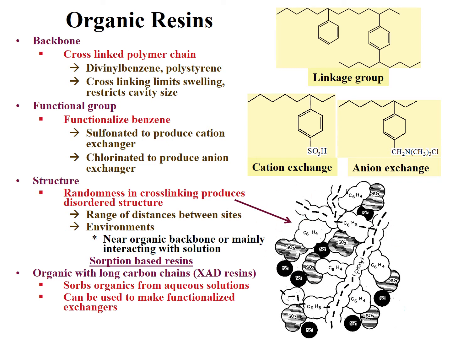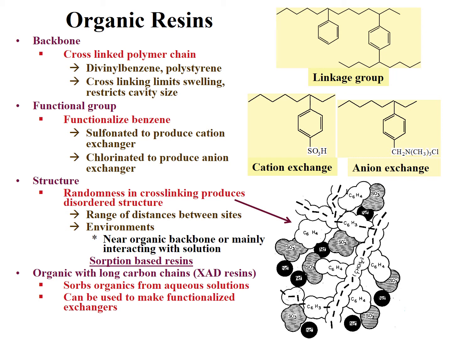There is another organic resin, which is an absorption-based resin. One can have a resin material which is composed of long-chain carbons on an organic backbone. For example, these are XAD resins, and in these cases you would exchange organic material. So these types of resins just absorb organics from aqueous solutions. So one could imagine if you had a solution where you bound up a large organic molecule with a relatively long carbon chain, that could sorb to a resin.